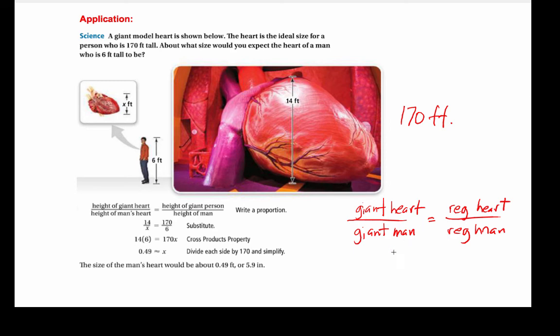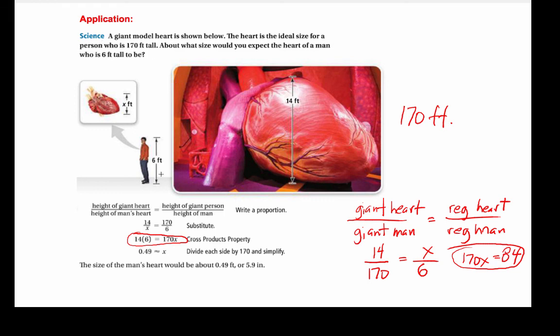Well, if I were to set my proportion up this way, my giant heart is 14. My giant man is 170. My regular heart is my X, and my regular man is 6 feet. I'm not going to do this to completion, but if I just look at the cross products here, 170 times X is 170X. 14 times 6 is 84. Look at the cross products. They're the same.